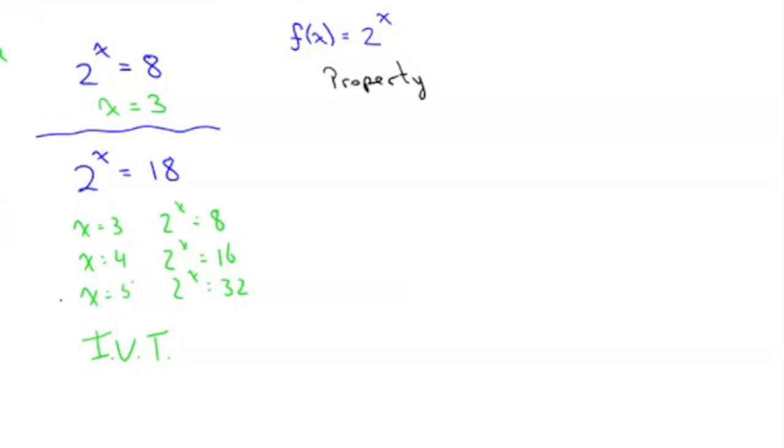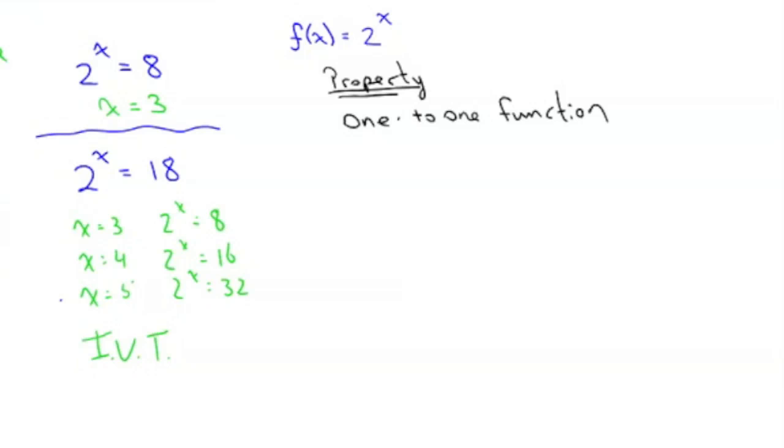Actually, property that we need, period. This idea called one-to-one function. And I'll explain why we need it right now.